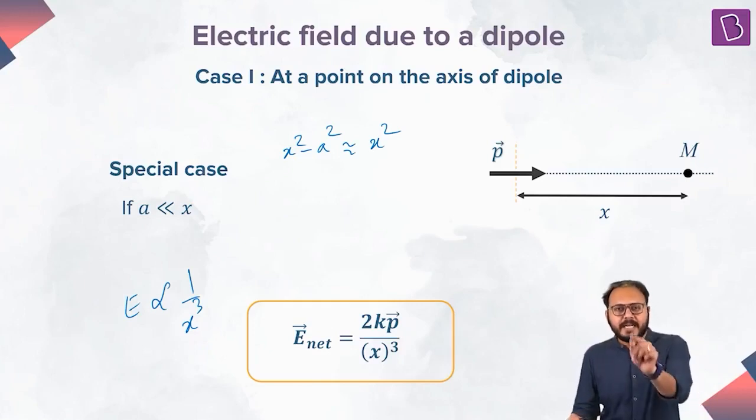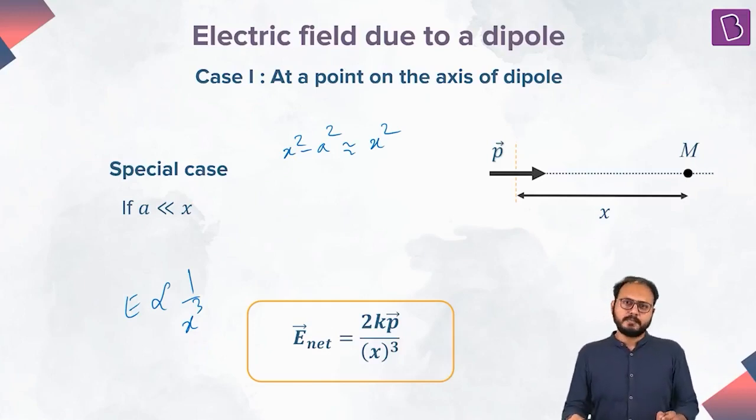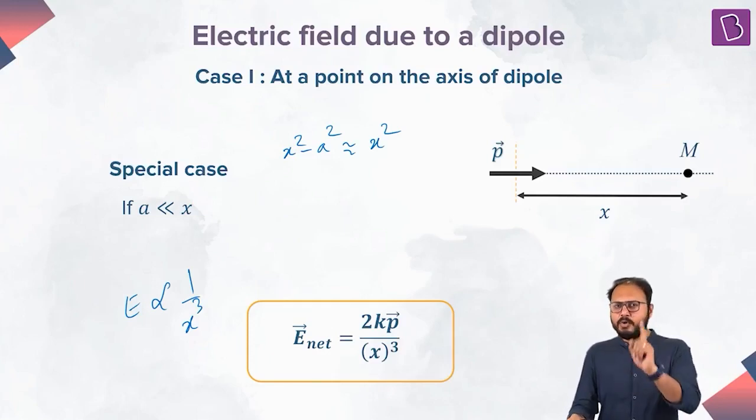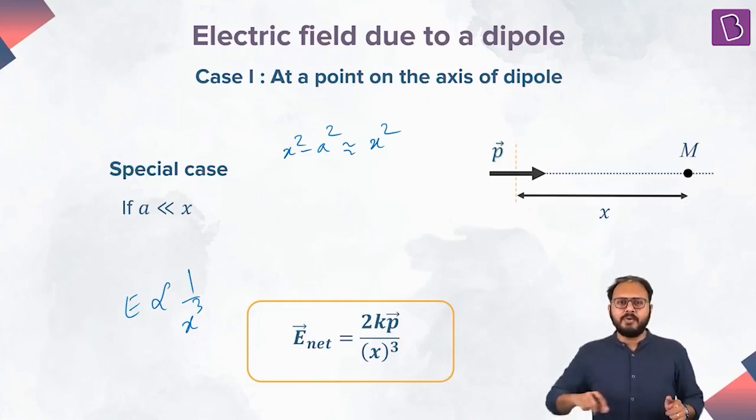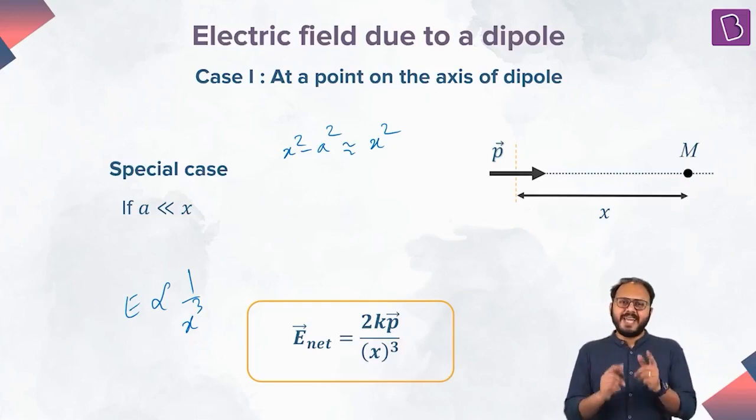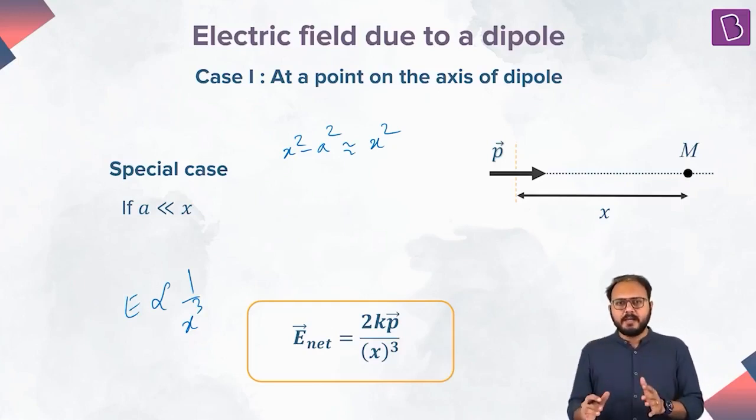This is the mathematical definition of an electric dipole. Any electrically neutral system, mark my words, any electrically neutral system which produces an electric field around in space which varies inversely cubic with the separation distance is called an electric dipole. How about that?